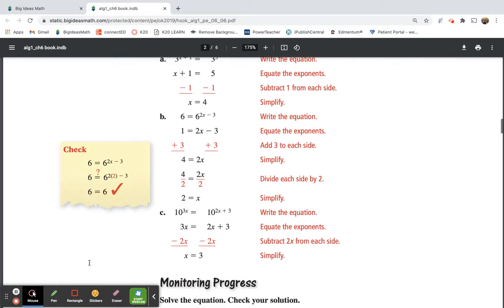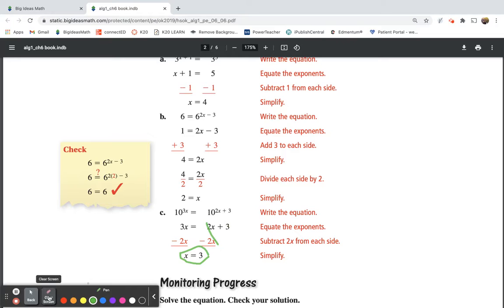On C, we have 10 to the 3x equals 10 to the 2x plus 3. So we have 3x equals 2x plus 3. You have to get your x's together before you can solve, so you still look out front of it. That's a positive 2x, so we subtract 2x from both sides of the equal sign. 3x minus 2x is just x. That cancels, and you are left with 3.